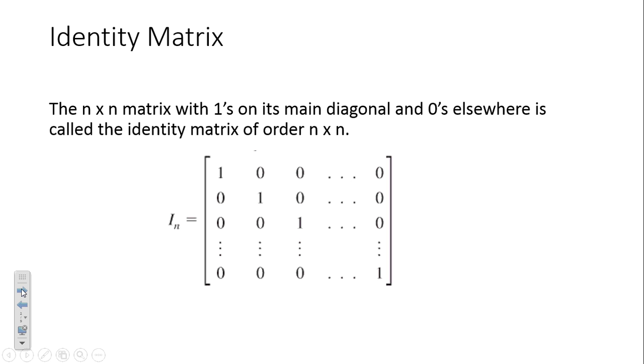The identity matrix is a square matrix that has all ones along the main diagonal, all zeros everywhere else. So we could have a 2 by 2 square matrix, or a 3 by 3, or a 4 by 4. If we get all ones along the main diagonal, all zeros everywhere else, that's the identity matrix for that particular size of matrix.